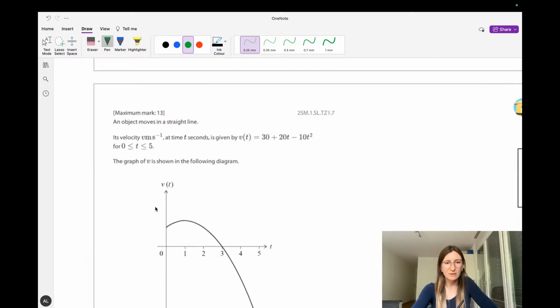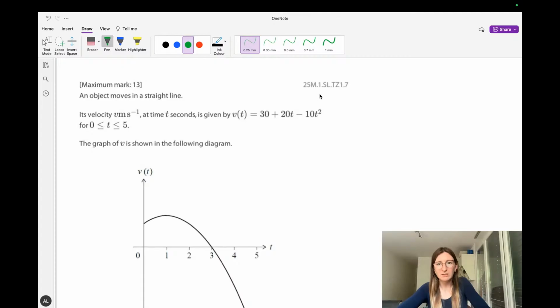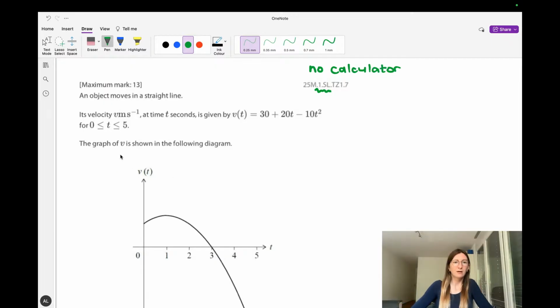Okay, let's try some exam style questions. So just to note before we start that this is a paper 1, so that means no calculator. Fun, no calculator. Okay. An object moves in a straight line. Its velocity is given by this function. A graph of v is shown in the diagram.